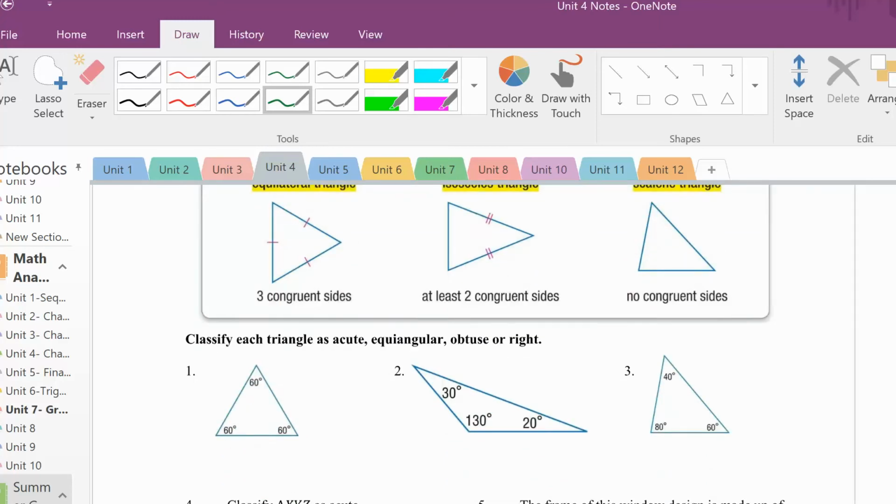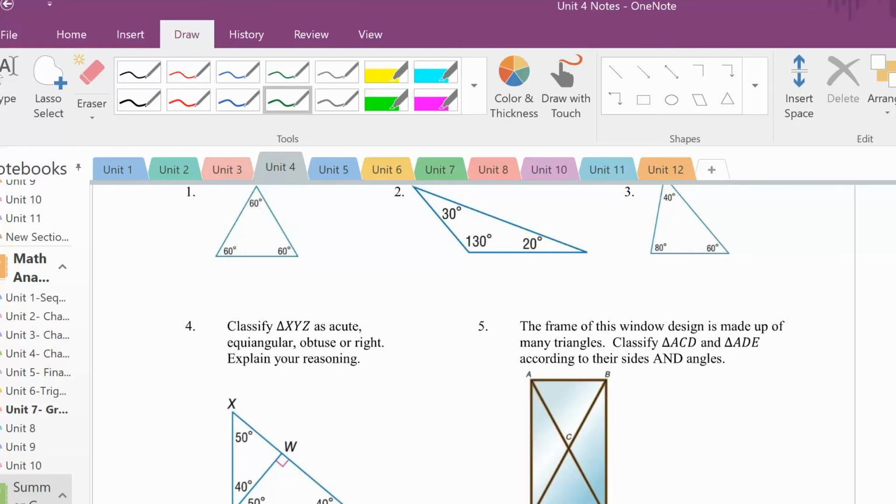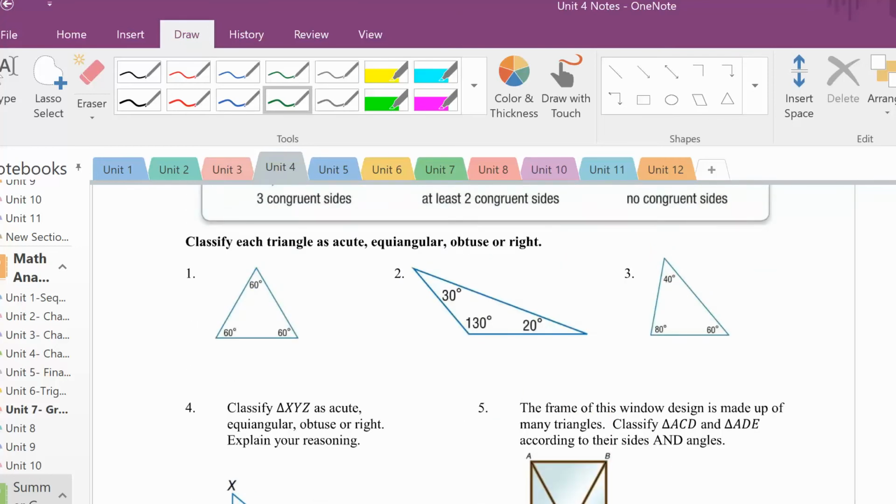So if we look to classify these triangles, first we'll look at the angles. Notice all three angles are equal, so this would be an equiangular triangle. Notice here you have an obtuse angle of 130, so therefore this would be an obtuse triangle. And then here notice you have three acute angles, so this would be an acute triangle.